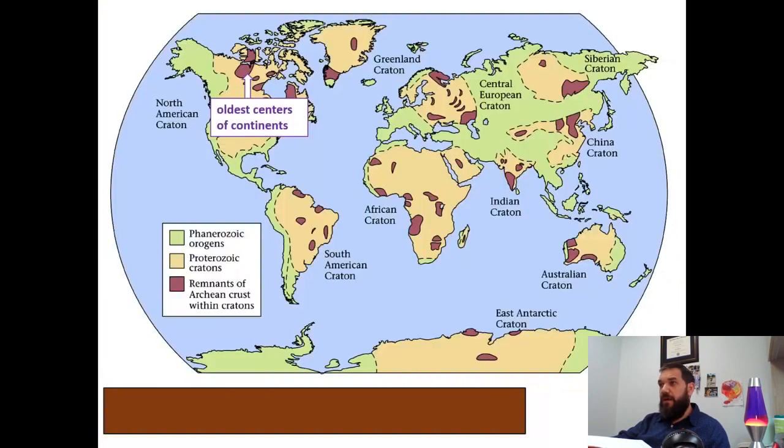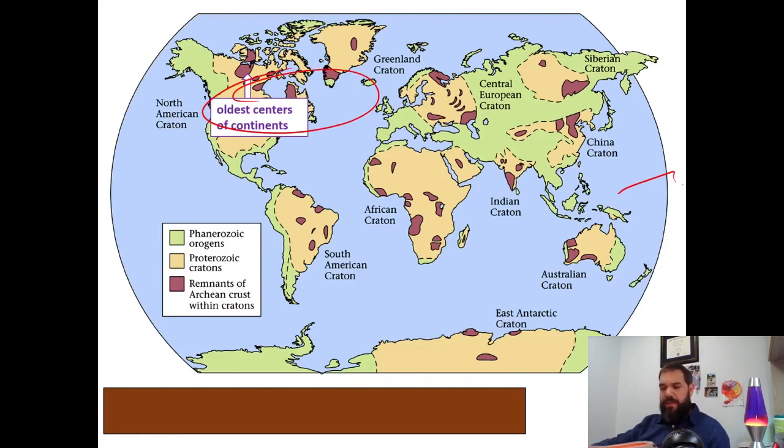Okay. So there you see in the purplish color, that kind of beigeish, ugly purplish color, the oldest centers of the continent. So you can see for North America, it's mostly up here in Canada and in Greenland. That's where you're going to find exposures of the Archean crust. Okay, the really cool old stuff from the Archean. Okay, there it is right there.